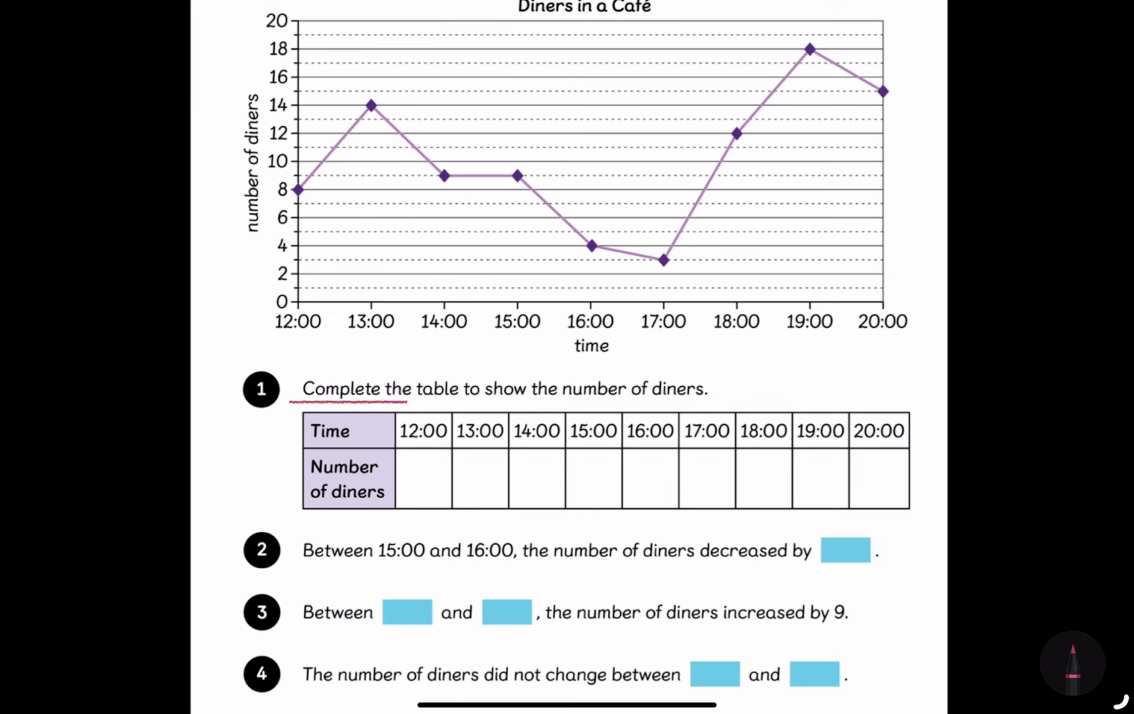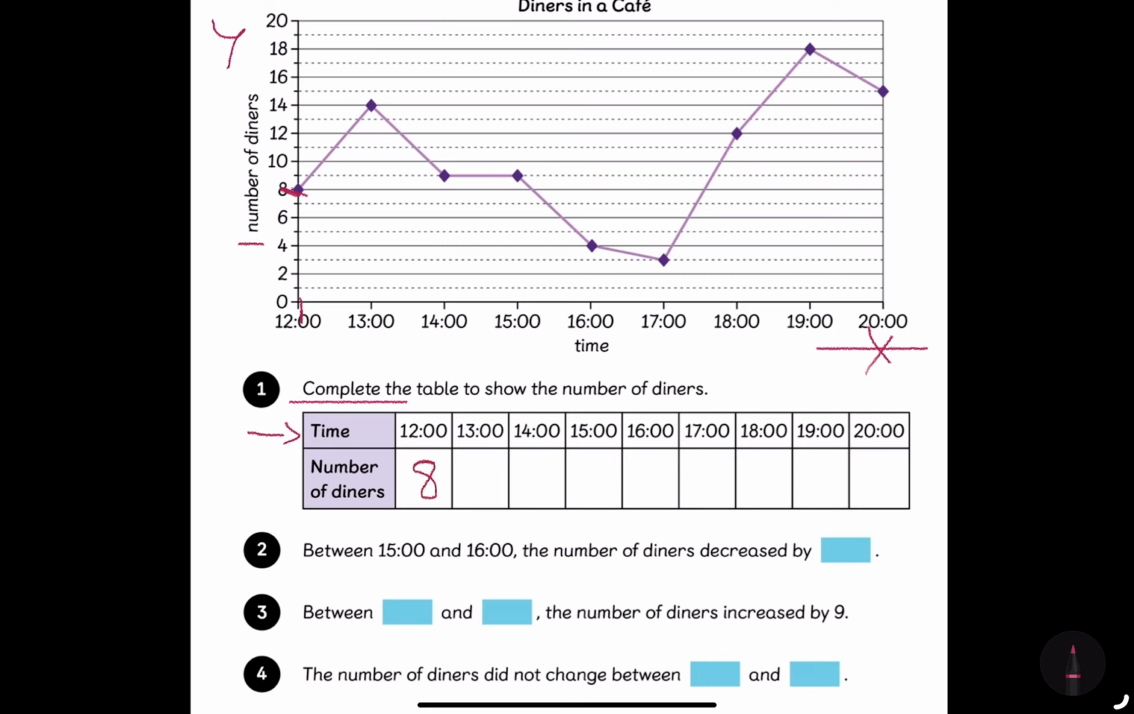So we see here I have my x-axis, which has got the timing, and my y-axis, which has got my number of diners, right? So now my time is given here, that is my x-axis is already mentioned. So it's asking me to mention my diners. In order to mention the same, let's begin. At 12 o'clock, if you see, we had 8 diners. This dot is what is going to give me the answer. So I have my 8 diners here.